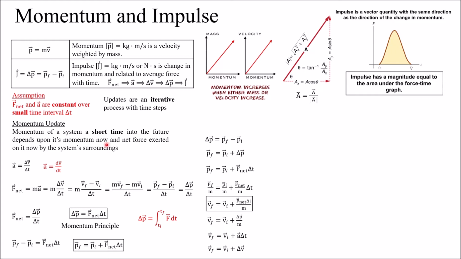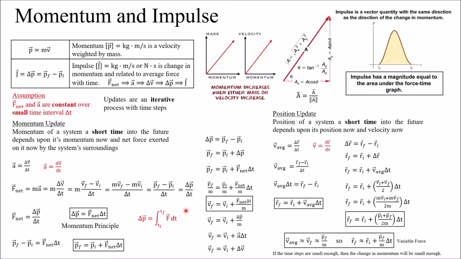We have this momentum update, which we've talked about, and this momentum principle, which is basically just Newton's second law connecting it to momentum. And then from that, the position update can arise here. We can take the momentum principle and use it to update our position. We can actually make an additional approximation here with the variable force a lot of times, where we can just say that the average velocity is the final velocity. Those formulas here that are boxed are fairly important for us.